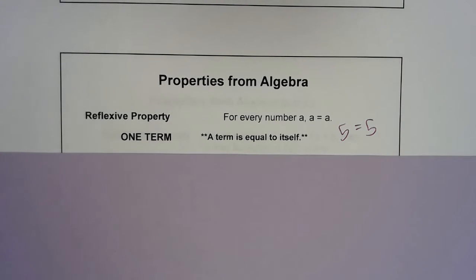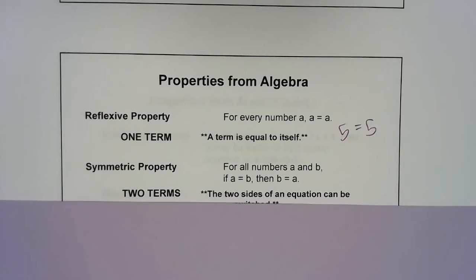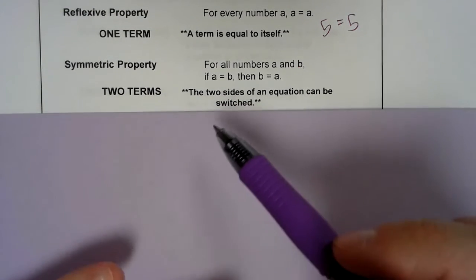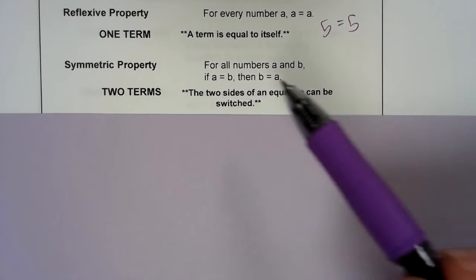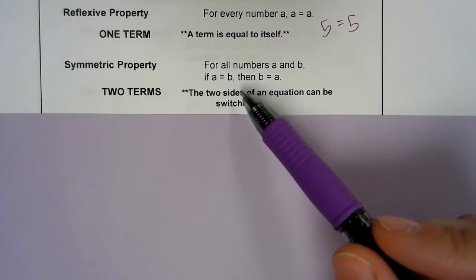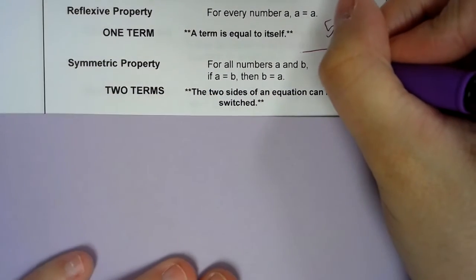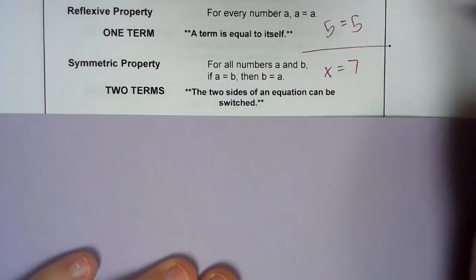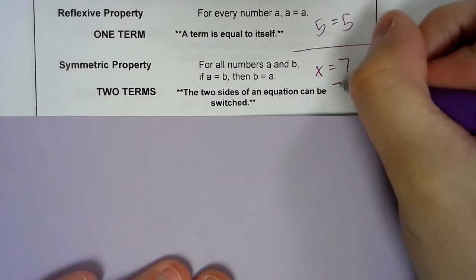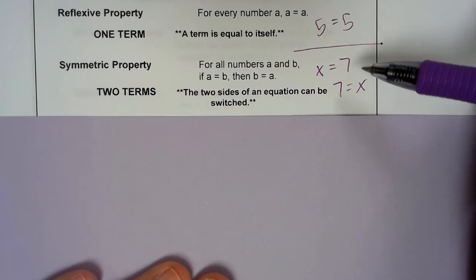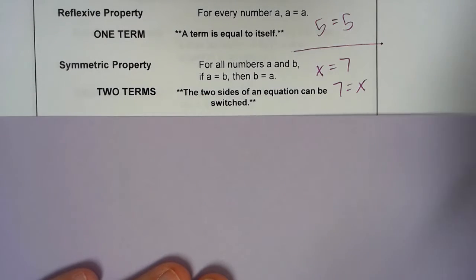All right, the next one is going to be the symmetric property. The symmetric property has two terms, and it says if the two sides of an equation are switched around. So it says for all numbers A and B, if A equals B, then B equals A. An example you might see of that is, say you're solving an equation and you get x equals 7, but the person next to you gets 7 equals x. Those are the same thing, and switching the order of that around is just called the symmetric property.